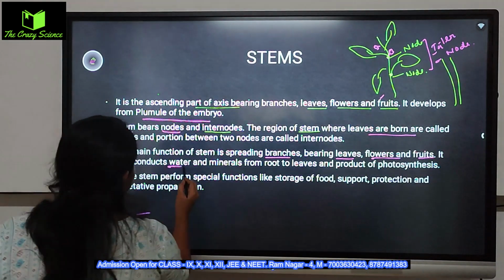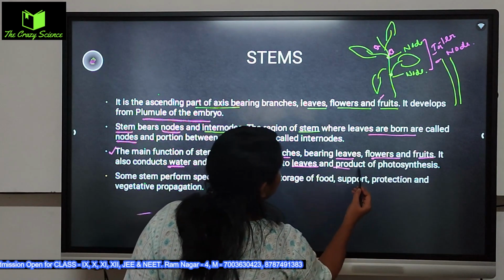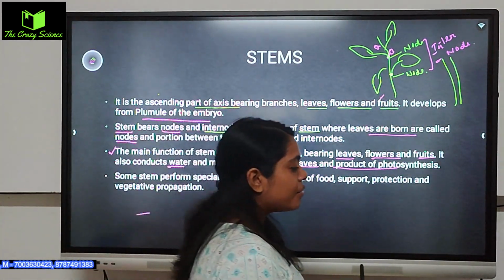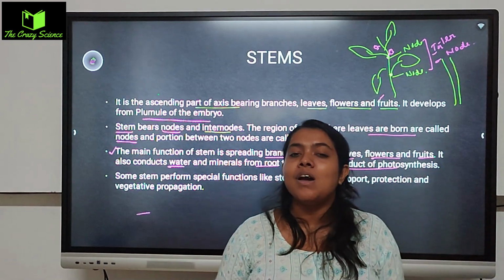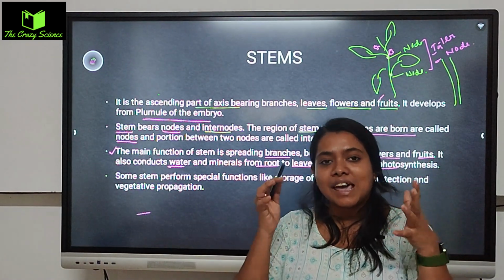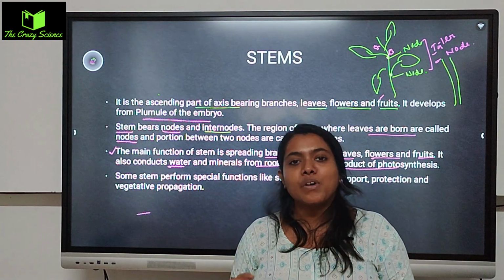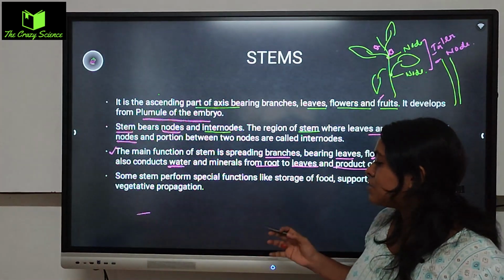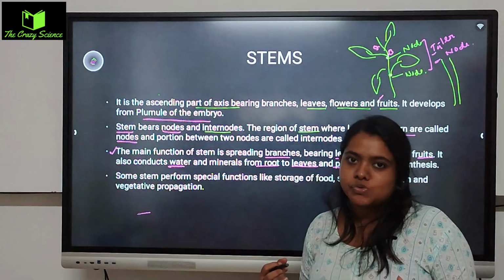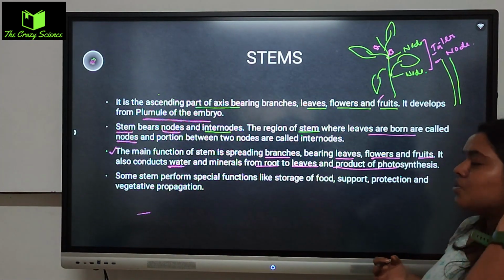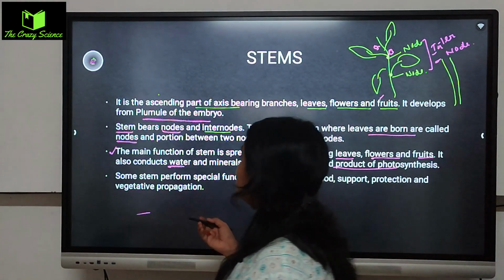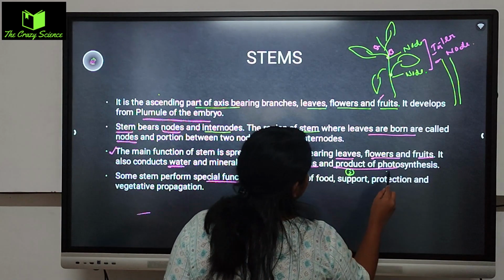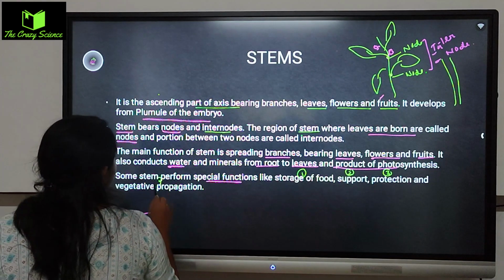Okay. The main function of stem is spreading branches, bearing leaves and flowers and fruits. It also conducts the water and minerals from the roots to leaves and products of photosynthesis. So we all know how important the stem is. The way the roots are important, stems are equally important, because the stem is the axis, the strongest part of the plant, where all the other parts of the plant reside. So the main function is to conduct the nutrients and minerals from the roots to the leaves and other parts.